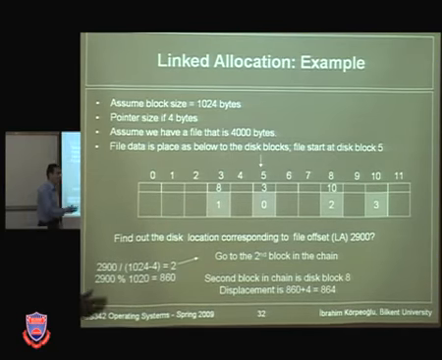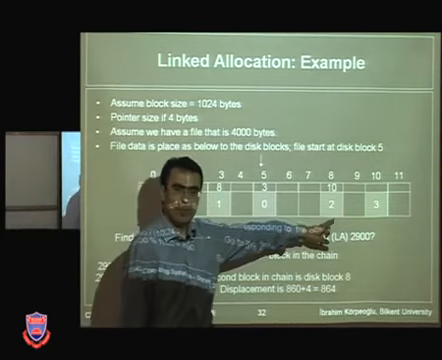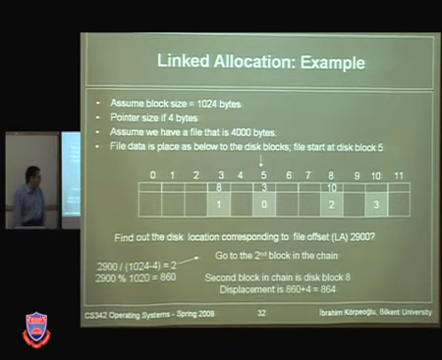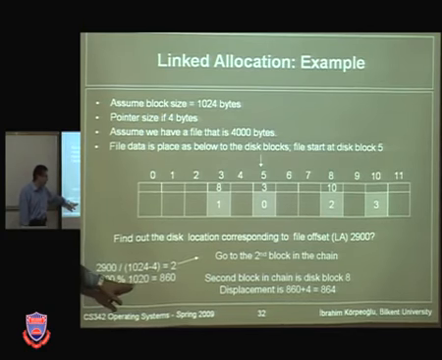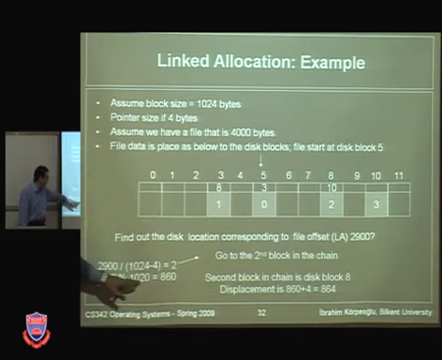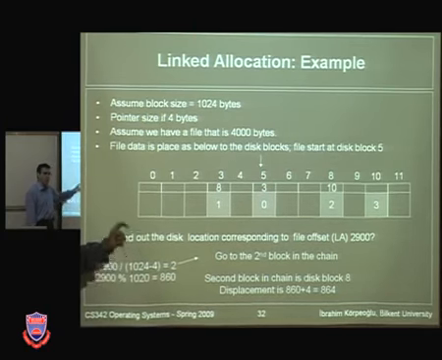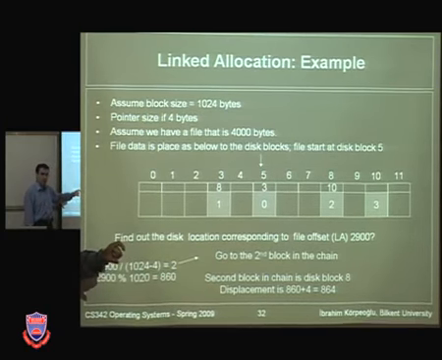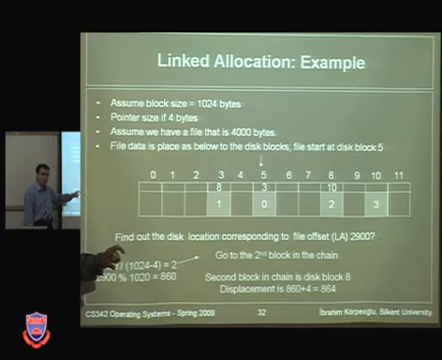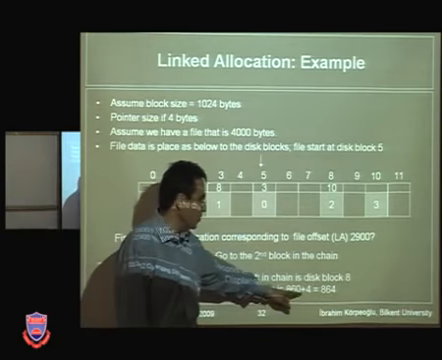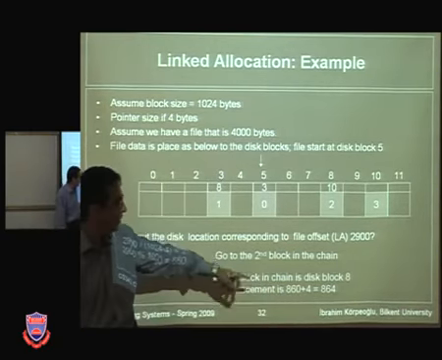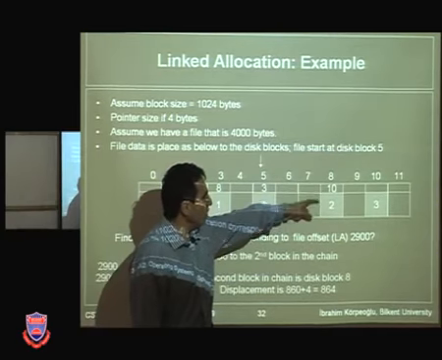But which byte inside that block? What is the displacement into the block? This is the question. I have to do a mod operation: 2900 mod 1020, which is 860. This is the displacement into the data portion of the block. If I am wondering about the displacement into the block itself, I have to add 4 to that. So 860 plus 4 makes 864. This is the displacement into that block.